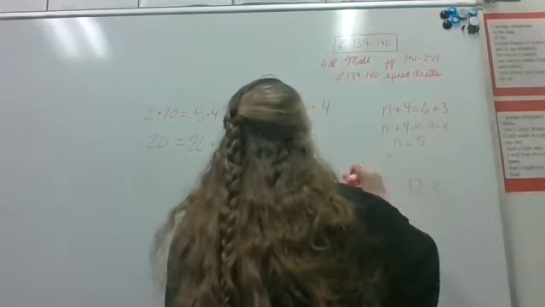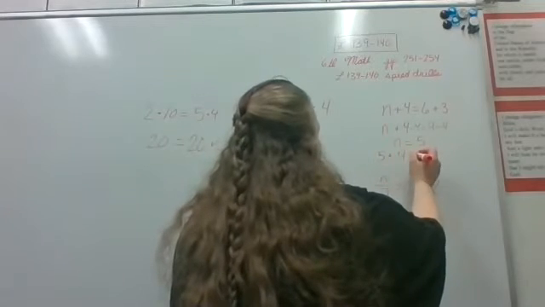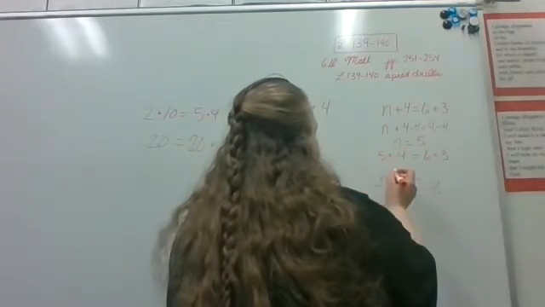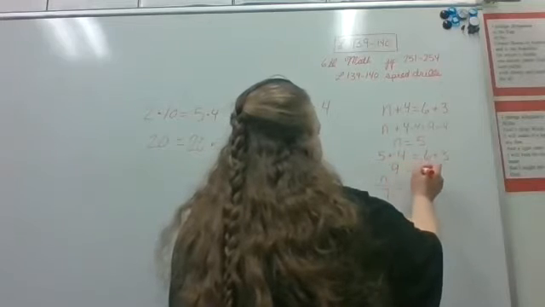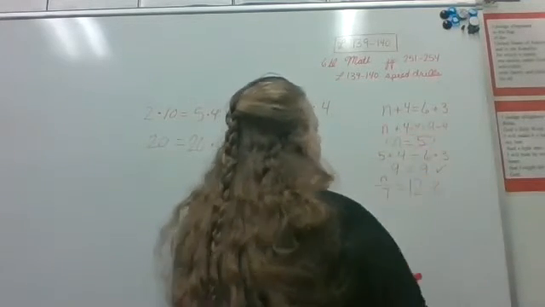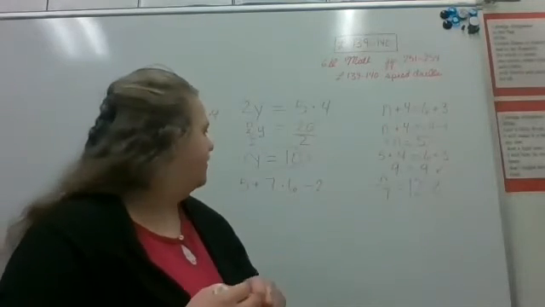So we're going to plug that in, and it looks like I might have enough space. So the n, we're going to put the 5 in for it, and 5 plus 4 equals 6 plus 3. 5 plus 4 is 9. 6 plus 3 is 9. It's a check. So n equals 5 is our answer, okay?